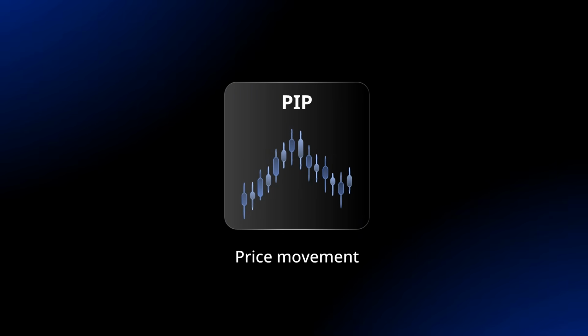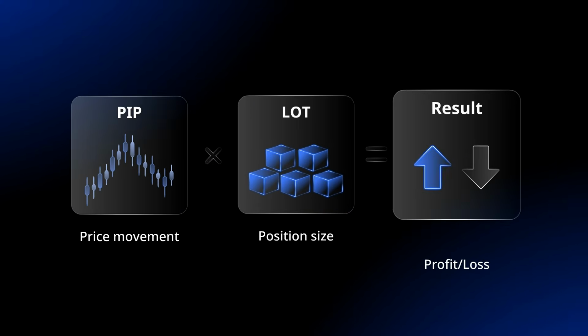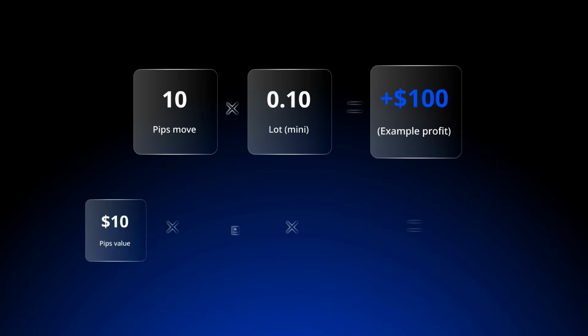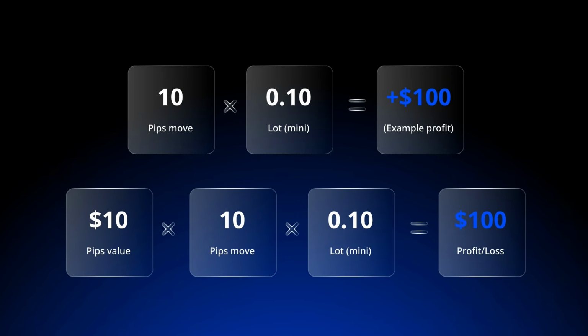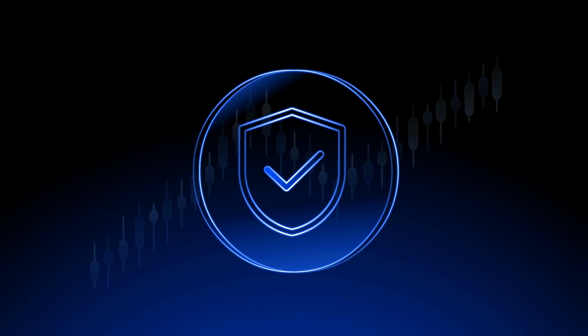Why does this matter? Pips measure price movement. Lots determine your position size. When you combine the two, you calculate your potential profit or loss. For example, a 10 pip move on a larger lot size will result in a bigger gain or loss than the same 10 pip move on a smaller lot size. Understanding pips and lots is fundamental to risk management and position sizing.